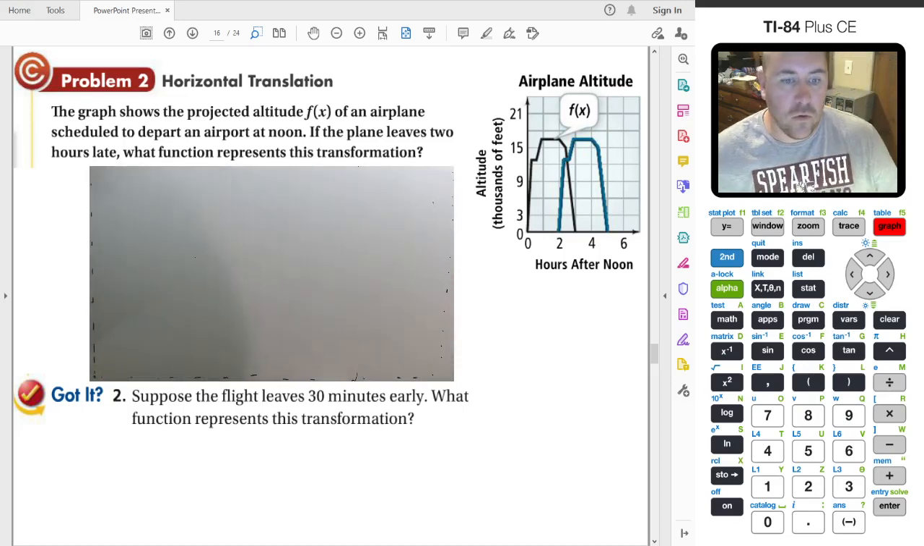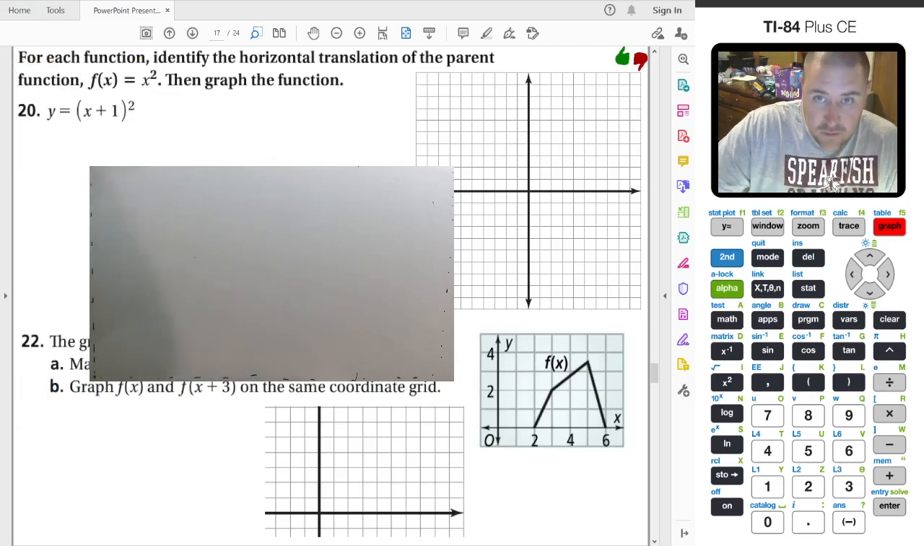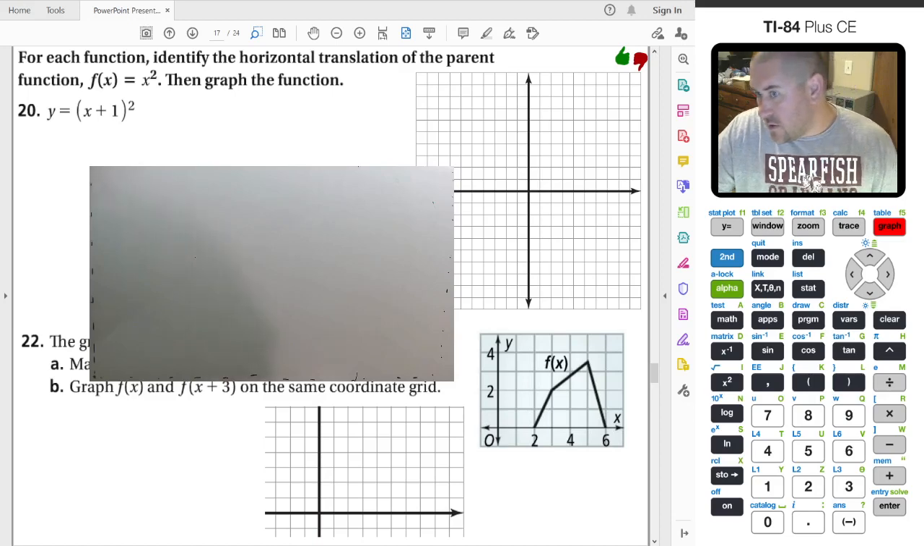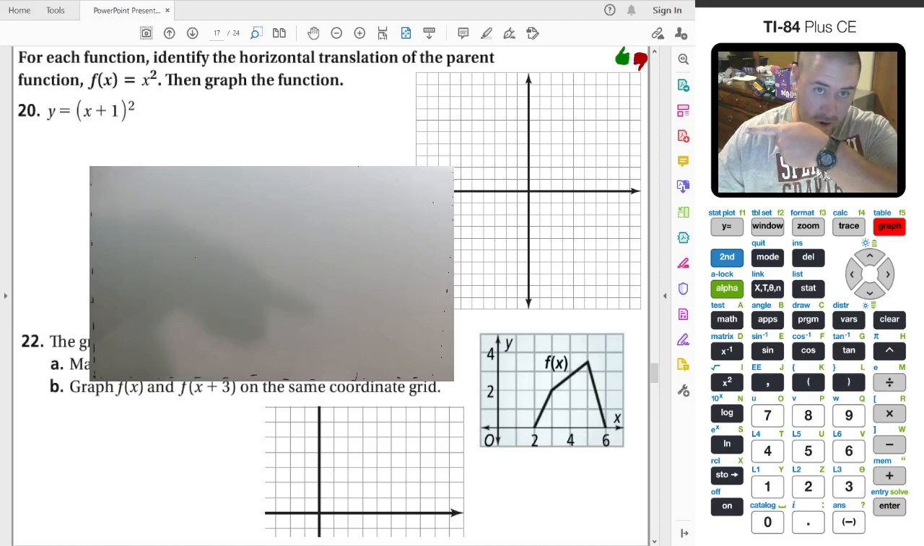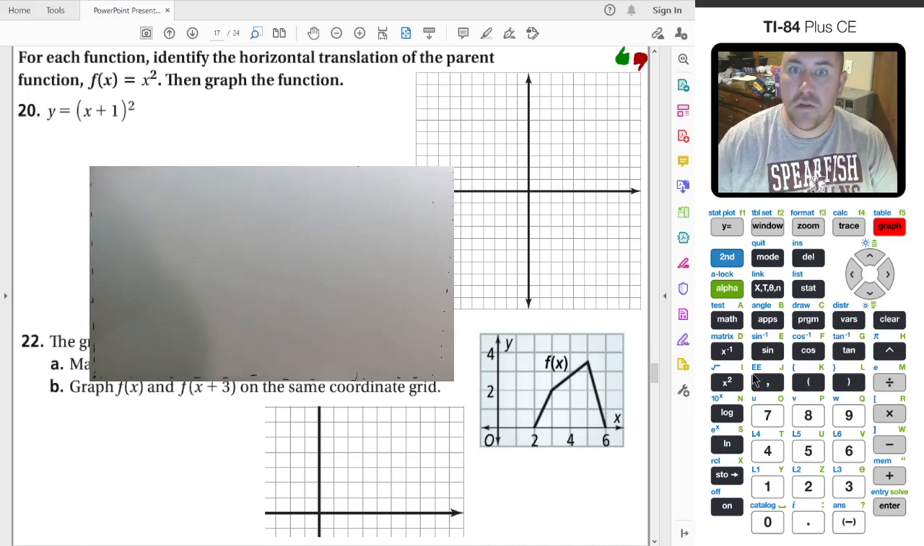Move on to the next one. Okay, again, same stuff. You're going to take this graph. Oh, that's right, it doesn't show it. Okay, you're going to take those graphs and use your calculator here to make the table for the original points, and then take those points and move them left and right and all that kind of business.